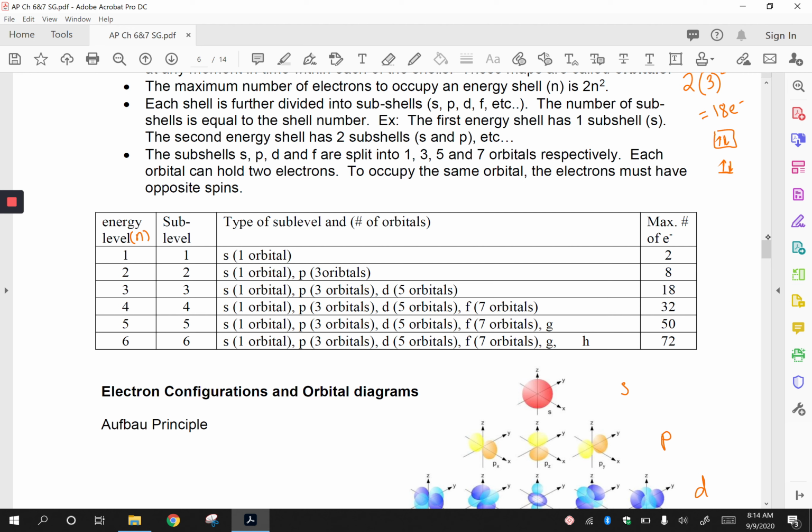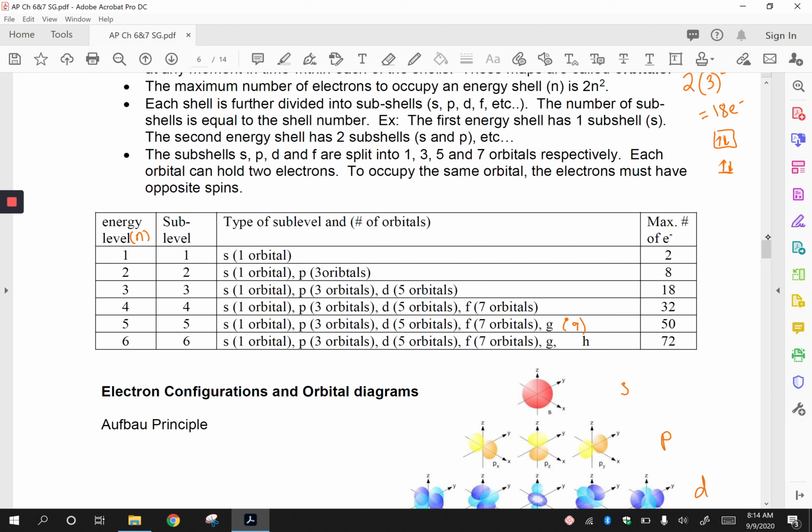Fourth energy level has 4 sublevels, S, P, D, and F. 1, 3, 5, and 7 orbitals for a total of 16 orbitals. Each orbital takes 2 electrons, so the total is 32 electrons. The fifth energy level has 5 sublevels, S, P, D, F, and theoretically the G is also available. 1 orbital, 3 orbitals, 5 orbitals, 7 orbitals. G would have 9 orbitals for a total of 25 orbitals. And so 50 total electrons, because each orbital takes 2 electrons.